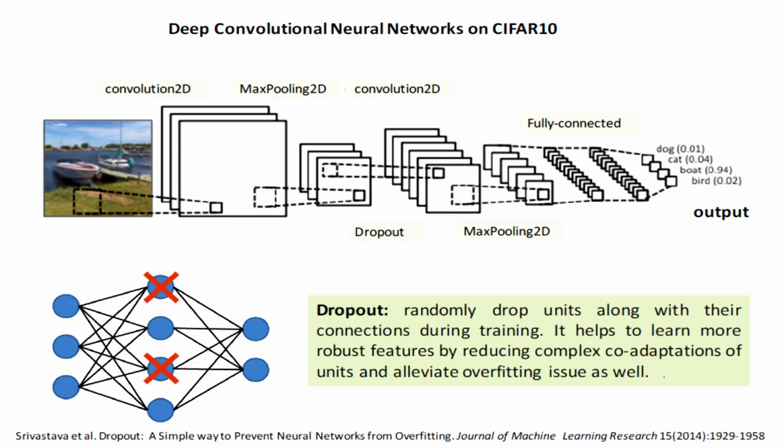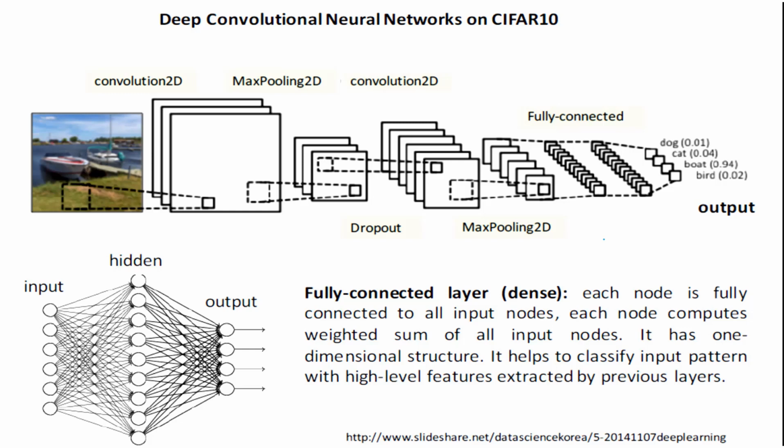For dropout, randomly we can drop some units along with their connections during training. It helps to learn more robust features by reducing complex co-adaptation of the units. So sometimes we can drop some units. There is of course a mechanism for doing that. We do not want our network to end up overestimating the result.